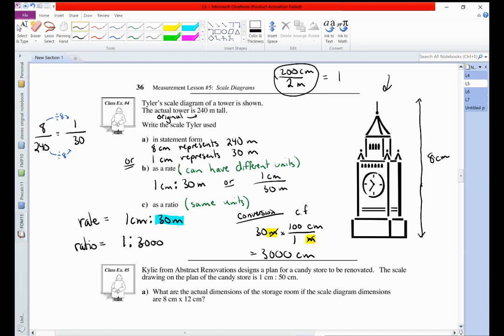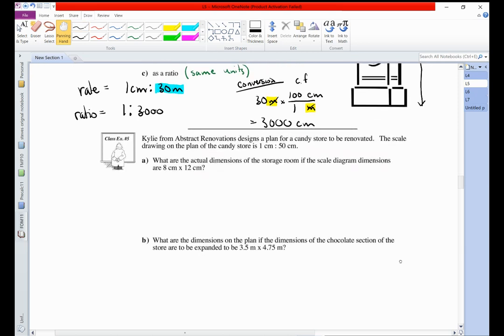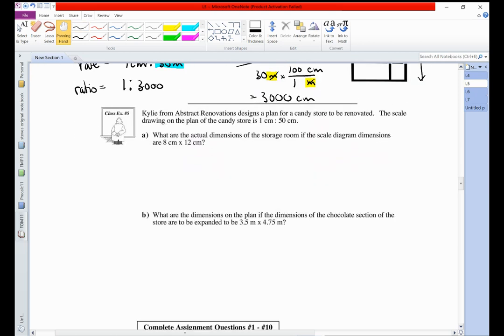Hopefully that makes sense. Okay, let's do this last problem here. Kylie from Abstract Renovations designs a plan for a candy store to be renovated. The scale drawing on the plan of the candy store is 1 centimeter is equal to 50 centimeters in real life. So that's our scale factor. And it already has the same units, which is fantastic.